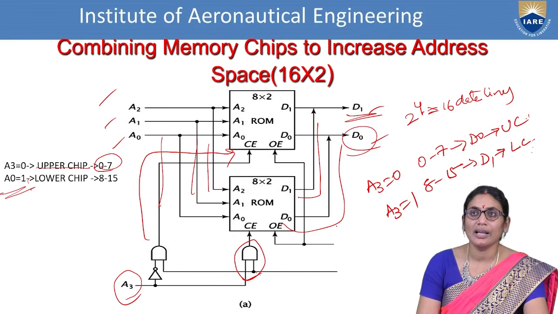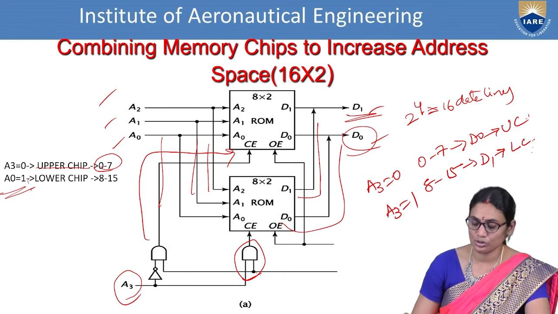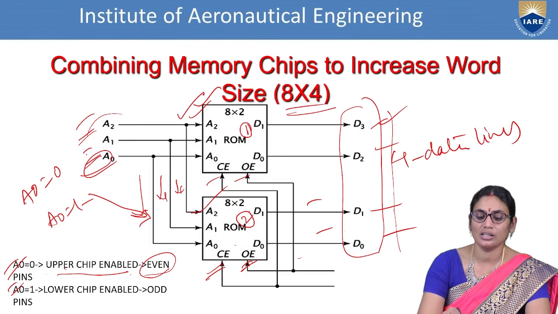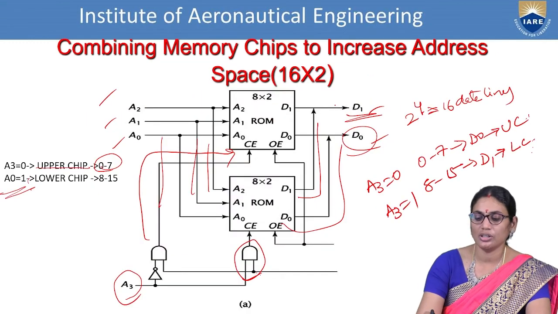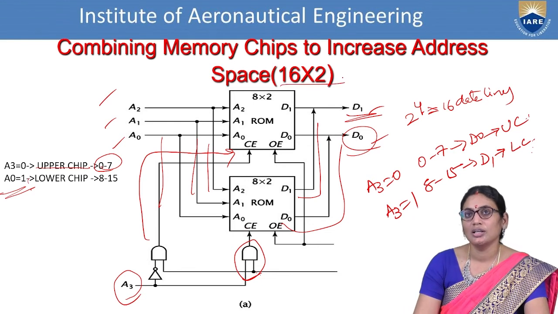Next one is address space increasing. Address space representations are considered by means of changes in the address. In the past examples, we have seen only 3 address lines because of the 8x4 chip. Now there are some cases where you need to increase the space of the address. That address has been given with a 16x2 combination.